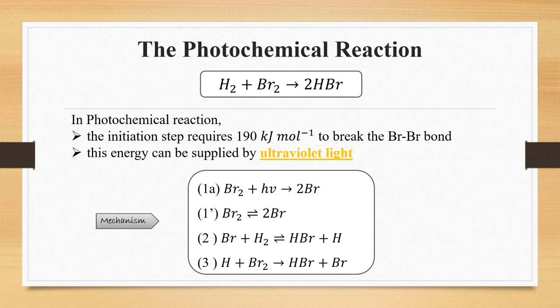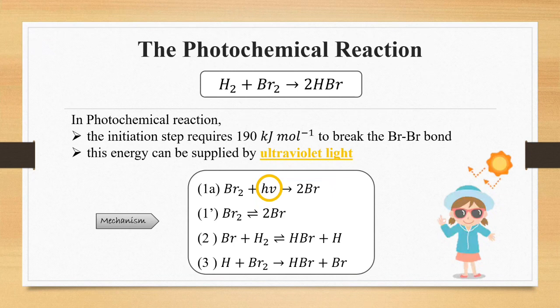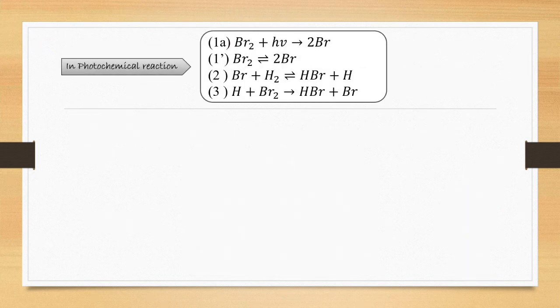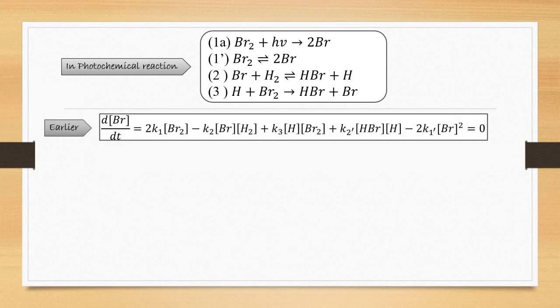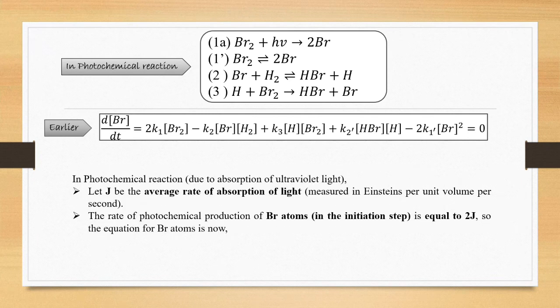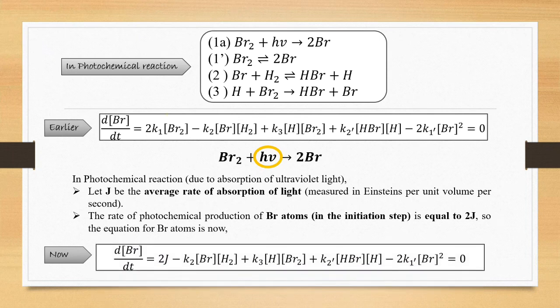In the initiation step, Br2 requires the energy supplied by the UV light to break the Br-Br bond and produce 2Br. So earlier in the chain reaction, we get dBr over dt equals this. Now, in the photochemical reaction, due to the absorption of the UV light, we let J be the average rate of absorption of light, measured in einsteins per unit volume per second. The rate of photochemical production of Br atoms in the initiation step is equal to 2J, so the equation for Br atoms is now this, where the 2K1Br2 is replaced with 2J.